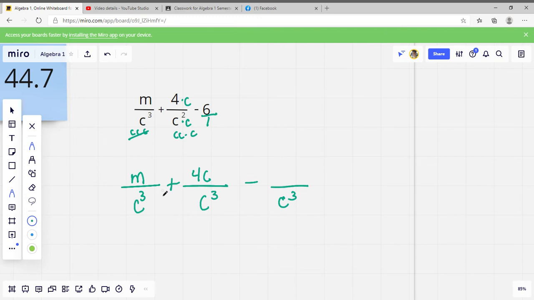This one, 1 times all 3 c's, right? So c to the third is what I had to multiply that times. So I'm going to do that on the top, c to the third, and that would be 6c to the third. Okay, I can't combine any of those terms on the top. None of them are like terms. My bottom c to the third, I'm going to have m plus 4c minus 6c to the third.